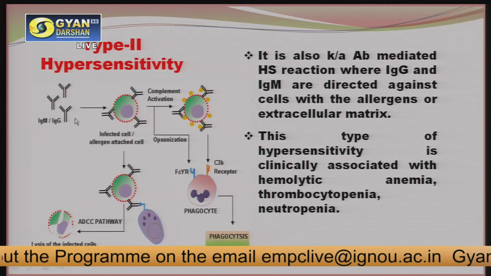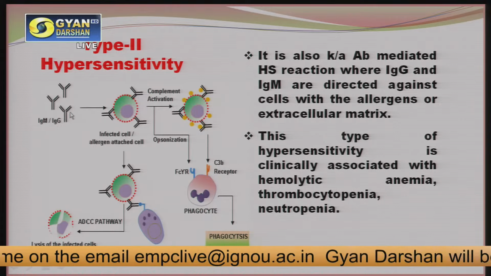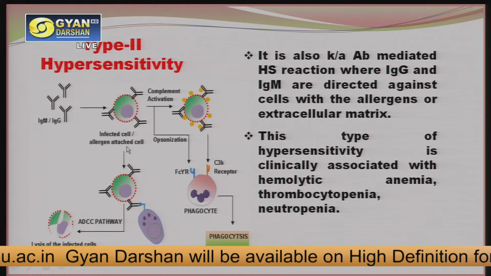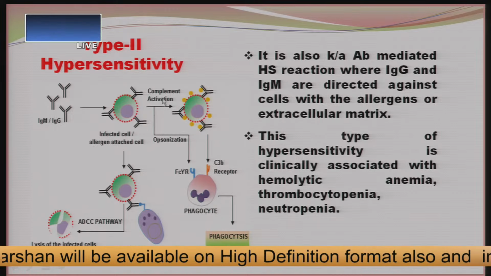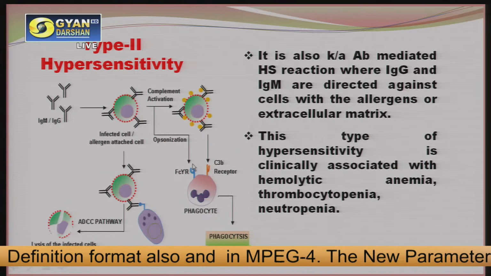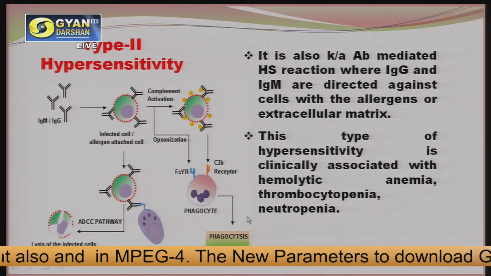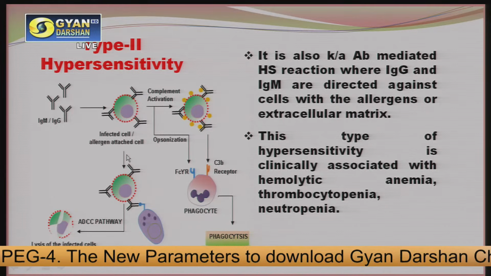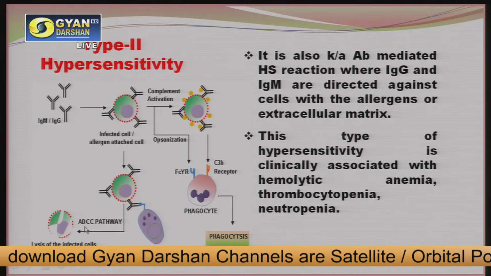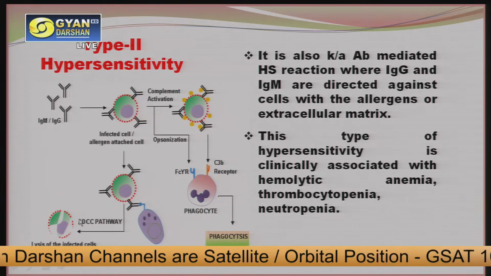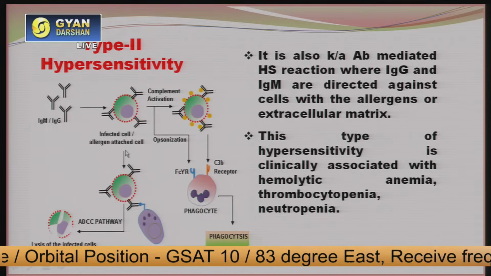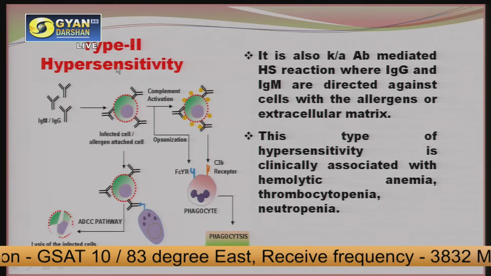So you can understand through this figure. Here IgG and IgM can bind to the infected cells. Here is the allergen. Here complement activation will take place, or ultimately they can bind and phagocytosis will take place. Another route is here: the NK cells and ADCC, antibody dependent cytotoxic type of reaction, which is involved in type 2 hypersensitivity.